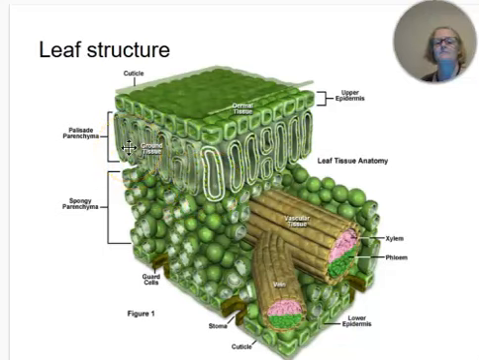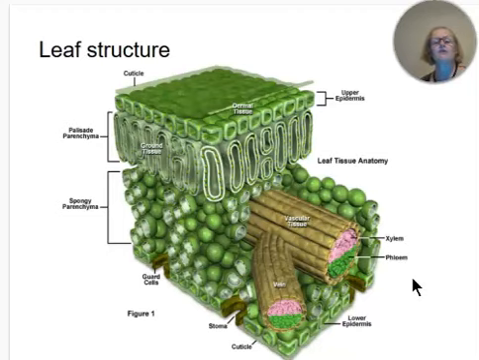But there are some cells over here called xylem and phloem. These are the tubes that carry water up to the leaf from the roots, but also the phloem carrying water and sugar dissolved in it away from the leaf where it's being made to the rest of the plant.